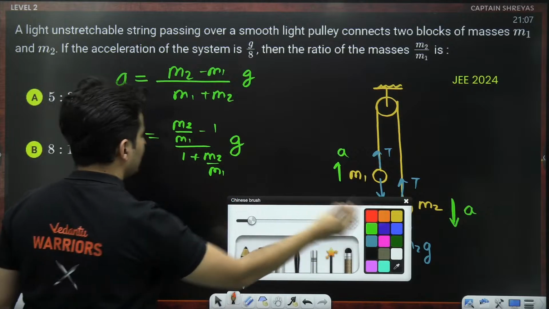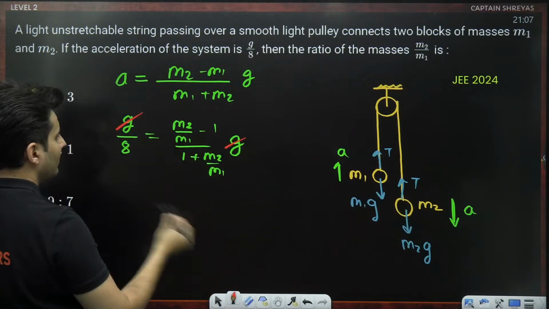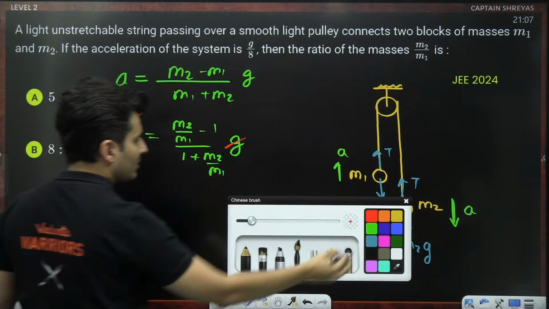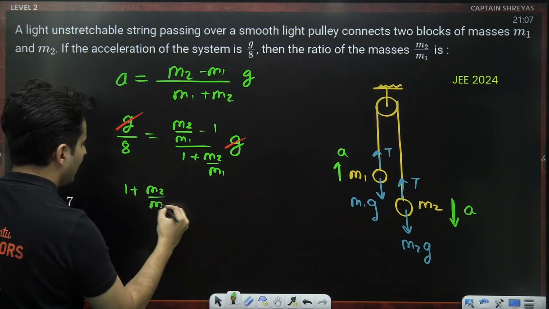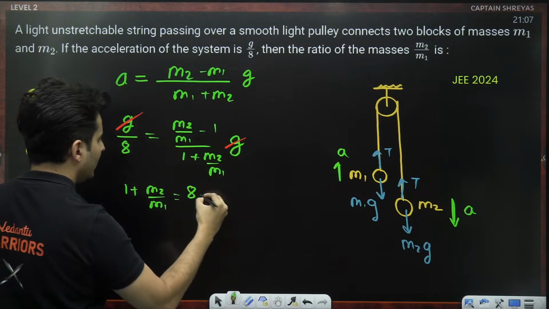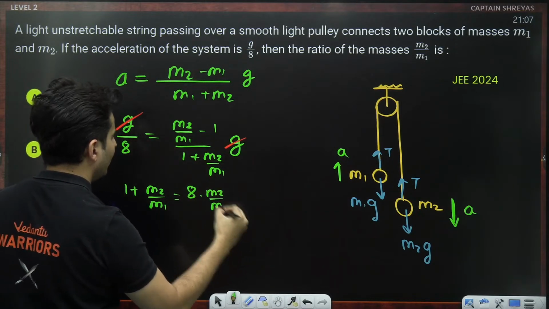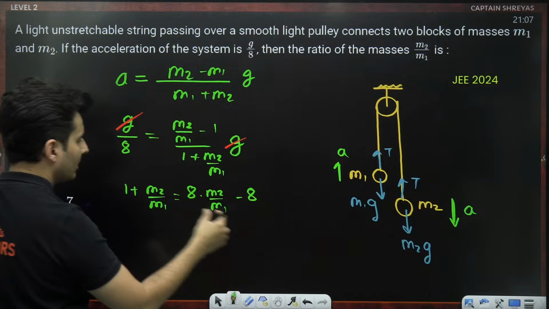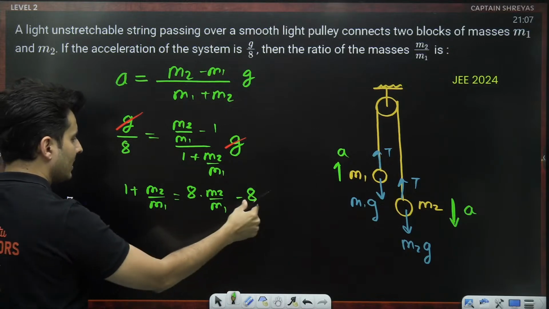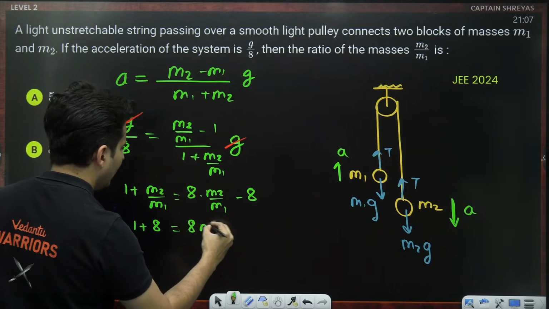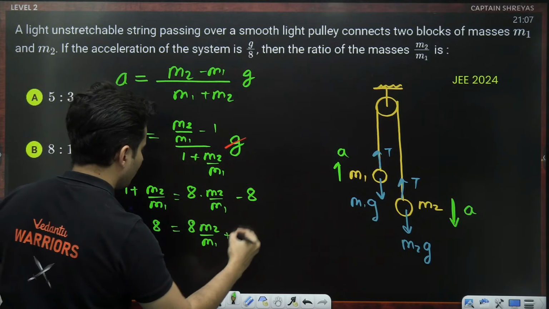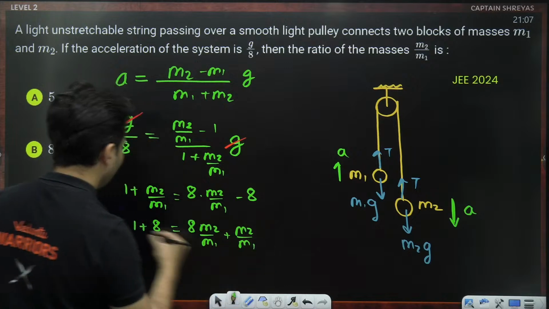What happens is this g and this g will obviously cancel out. So let's cross multiply this. So I'll get 1 plus m2 by m1 is equal to 8 times m2 by m1 minus basically 8. So how about shifting this guy here and shifting this 8 over here? So 1 plus 8 is equal to 8 times m2 by m1 plus m2 by m1. 1 plus 8 is 9.